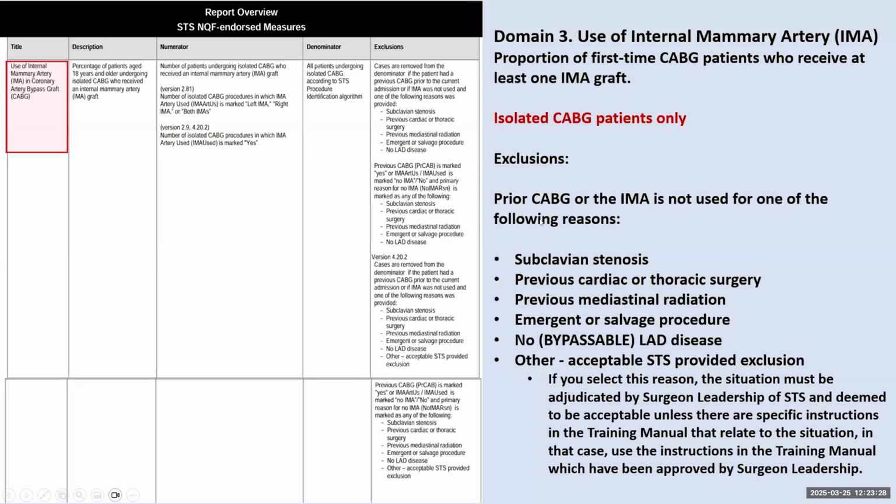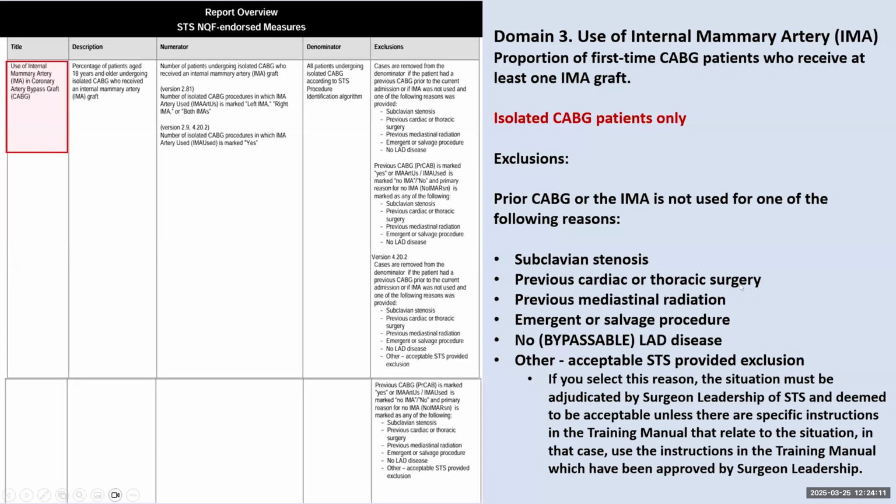Now, when you look at these reasons, if you code no to IMA, then you have to answer why you didn't use it. What was your reason? So subclavian stenosis, just want to mention a few things here. That needs to be documented pre-op. So if you're unsure whether the surgeon's saying the patient has subclavian stenosis, you're a little unsure because you don't see it pre-op anywhere, then send me a question, because we want to make sure that that patient actually had subclavian stenosis, and that's the reason it wasn't used.